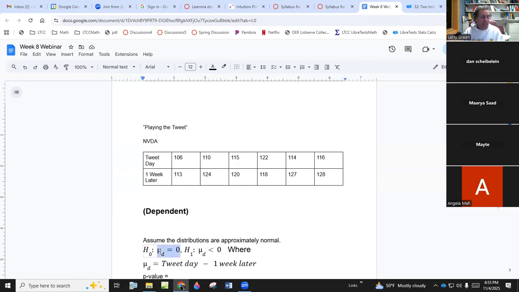So mu sub D equals 0, and H1 is mu sub D is less than 0, because what I'm hoping for is that the stock goes up, and the difference is tweet day minus 1 week later. The first minus the second is standard. And if 1 week later is bigger, then tweet day minus 1 week later will be negative, or less than 0. Any questions on that?